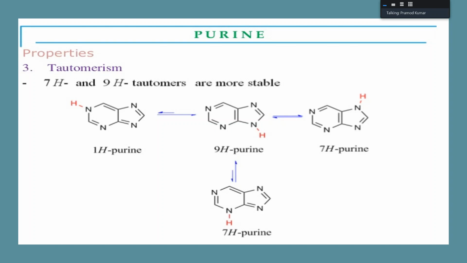guanine. Okay, very important, this particular structure, this tautomeric form. This will explain why the 7H position is the most stable structure, because both the 9H and other forms get converted into your 7H form. Okay, this is why your 7 and 9 positions are the most stable conformers of your purine.